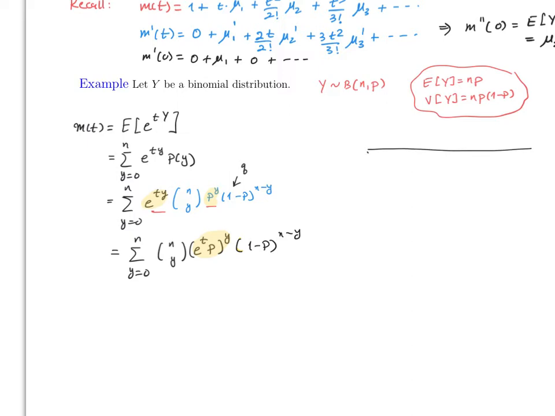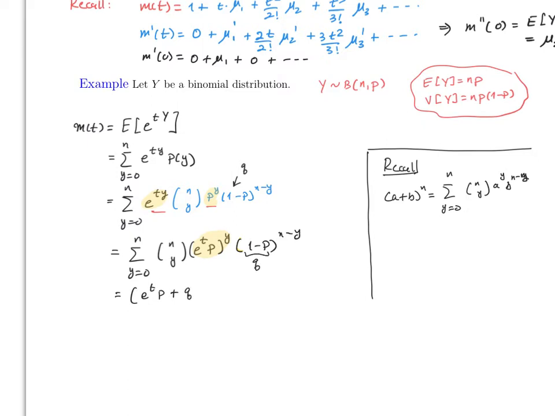Now, recall way back from pre-calculus, you wanted to expand this. There is a reason why it was called a binomial expansion. That was equal to the sum from y equals 0 to n of n choose y, a to the y, b to the n minus y. Therefore, using that formula, clearly this will be just e to the t p plus q, to the n power. So that's the moment generating function.